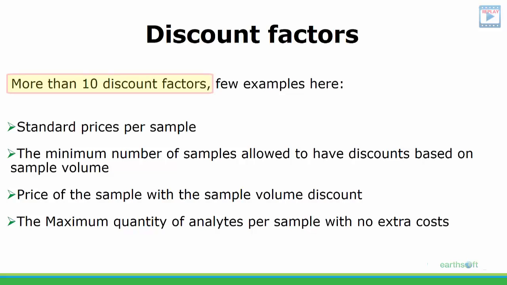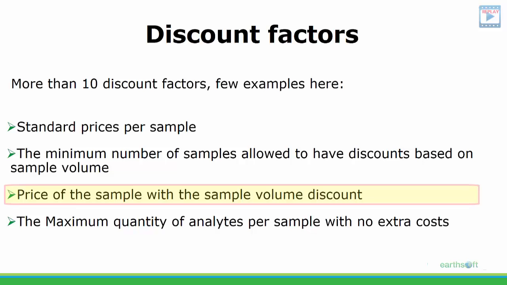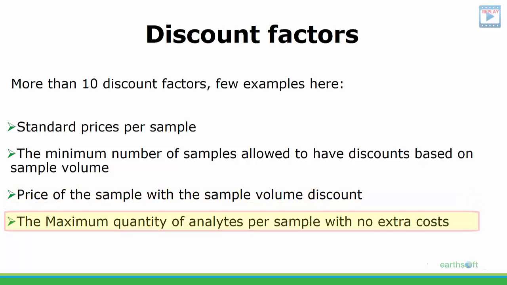Nevertheless, they might not make too much sense right now, but we're going to become more familiar as we progress with this presentation. Some of the discount factors take into account the standard prices per sample. Another one is the minimum number of samples which are allowed to have discounts based on the sample volume. Another discount factor is the price of the sample with the sample volume discount, and the maximum quantity of analytes per sample which don't have any extra costs. And as I was saying, we actually have more than that. We're going to explore them in more depth as we progress.